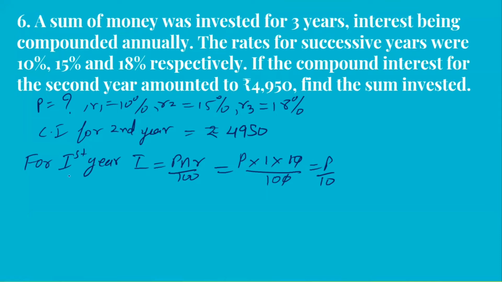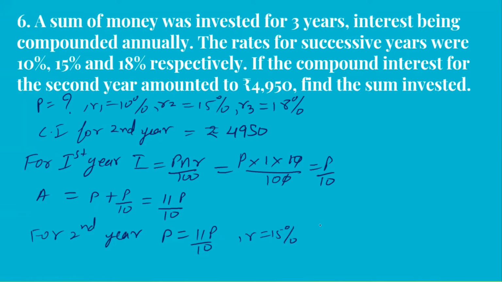Now let us find amount, which is principal plus interest. So principal plus interest, which was P by 10. So LCM is 10 again. 10 plus 1 is 11. So this is 11P upon 10 is the amount. Got it? Now for second year, P is equal to 11P upon 10. This is the principal, right? And the rate of interest is 15%. And the period is 1 year now. So we are finding it for the second year. First year we have calculated.